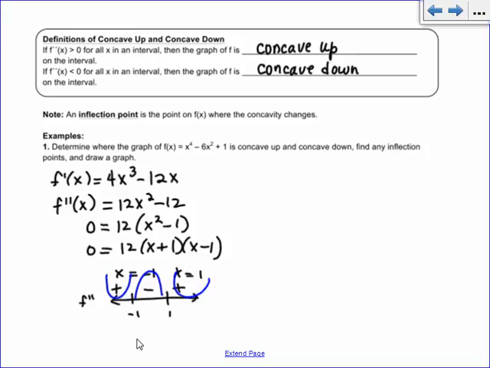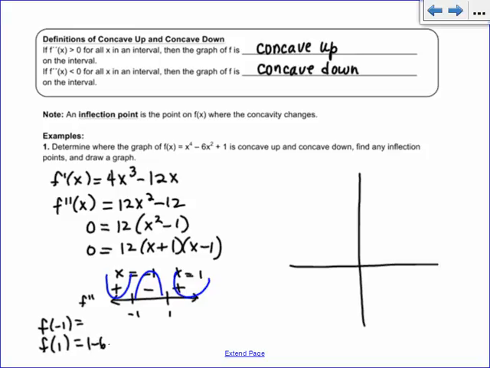All right, so if I'm graphing this, I have inflection points at -1 and 1. I need to find what those actual points are. So I'm going to find f of -1 and f of 1. If I plug in 1, I get 1 minus 6 plus 1, so I get -4. I actually get exactly the same thing for -1.